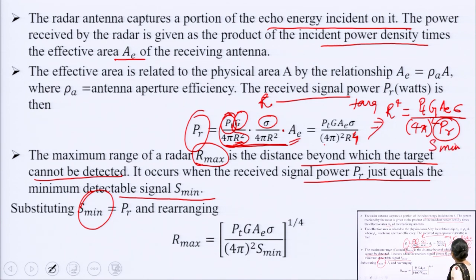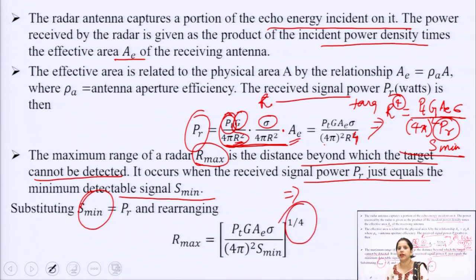So now, for finding out the value of R, we have to take the fourth root of this complete expression. That is why R max is equal to PT G A sigma, exactly the same thing, and the fourth root of that. In that way we are able to get the exact expression of the radar range equation.